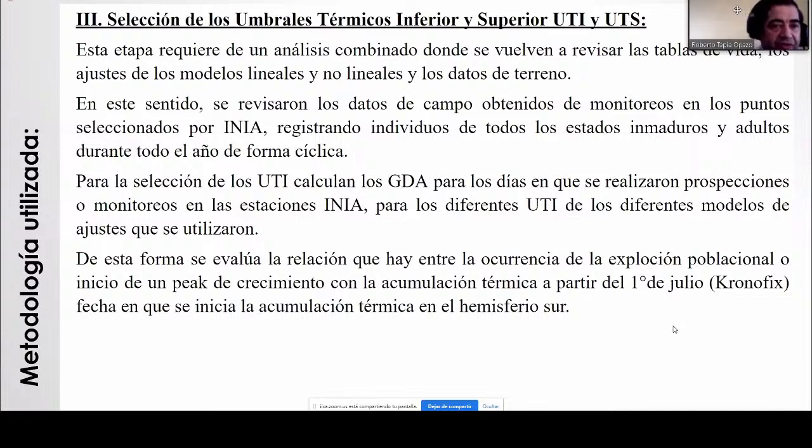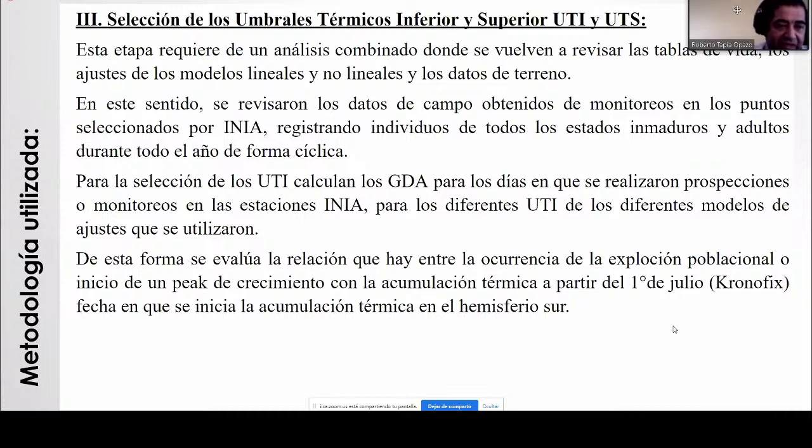The selection of thermal thresholds or temperature minimum maximum requires a combined analysis. Once again, we look at the life cycle tables, the adjustments of linear and nonlinear models, and field data. So we look at all the data that already was available. These come from monitoring at certain points selected by the INEA, and we record individuals of all immature and adult stages during the whole year in a cyclic manner.